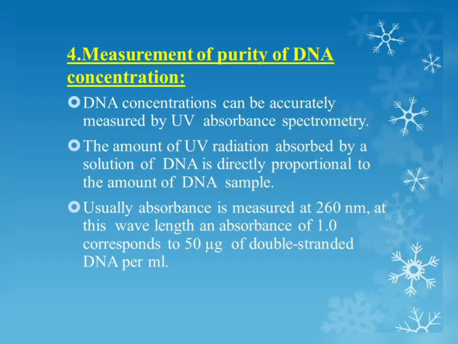Next, coming to the final step, the fourth one, measurement of purity and DNA concentration. The DNA concentration can be accurately measured by a UV absorbance spectrometer. The amount of UV radiation absorbed by a solution of DNA is directly proportional to the amount of DNA in the sample. Usually the absorbance is measured at 260 nanometers, and at this wavelength an absorbance of 1.0 corresponds to 50 μg of double stranded DNA per 1 ml.